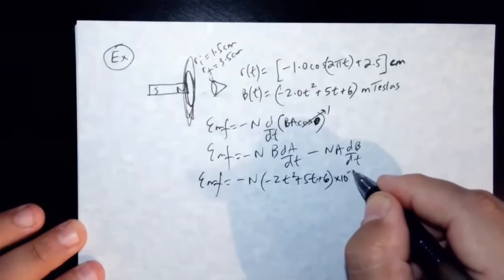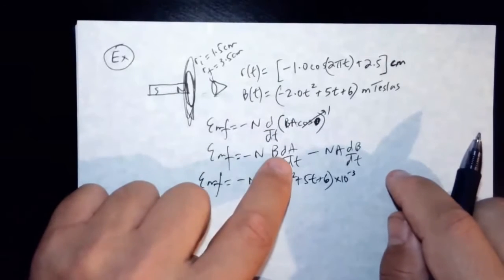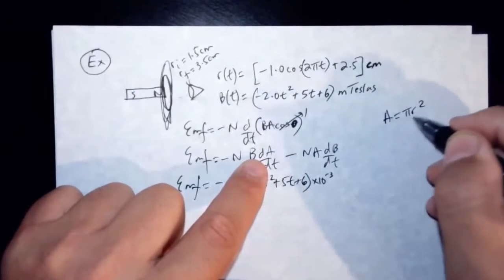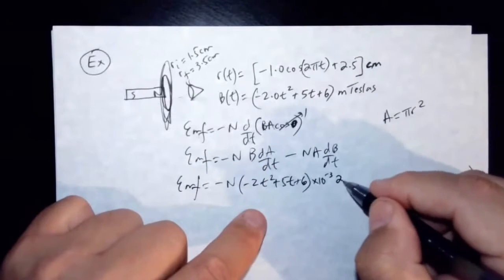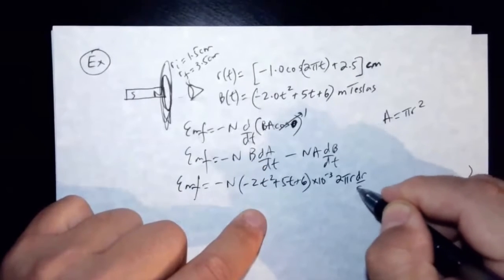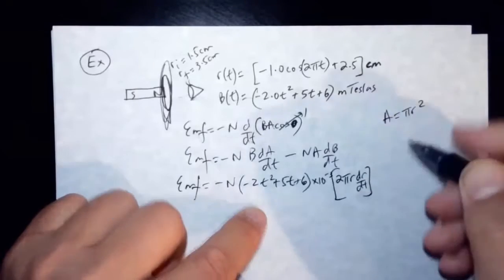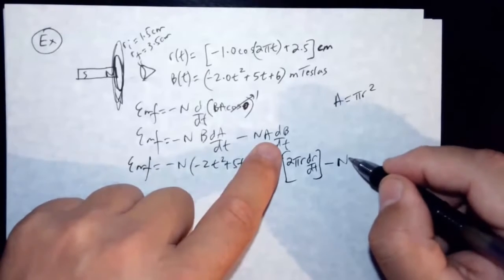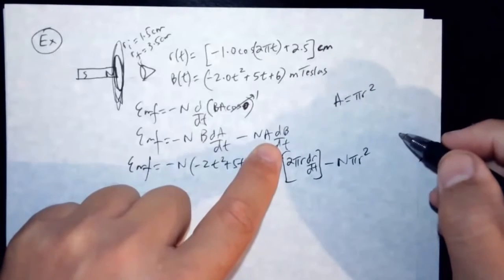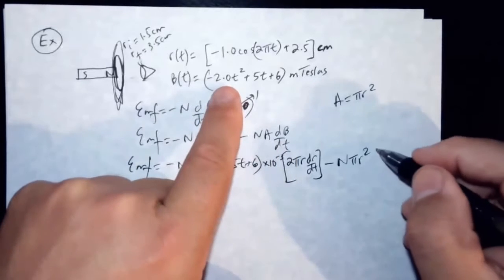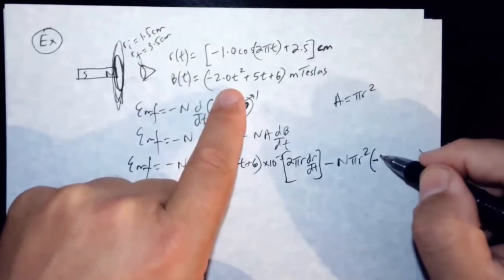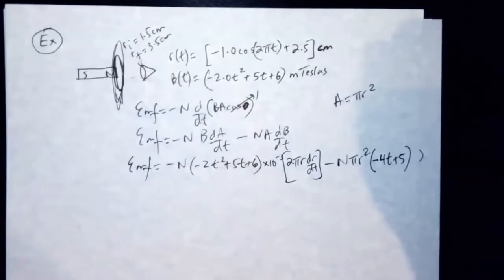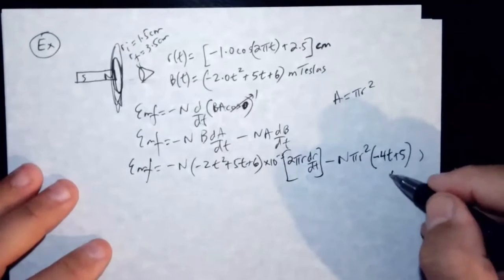to the minus 3. dA dt is going to be, if A is equal to pi r squared, dA dt is 2 pi r dr dt. So that's the dA dt. And then the negative n, A is just going to be pi r squared. And then dB dt is going to be the derivative of this guy, negative 4t plus 5, right? And then also it has a 10 to the minus 3.